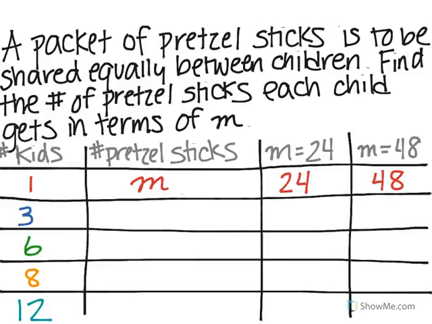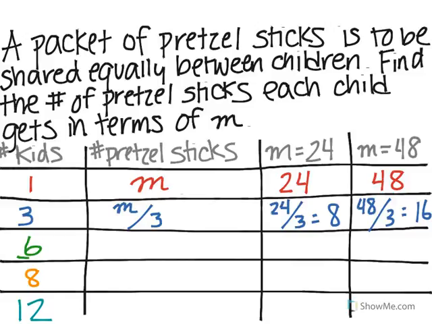If there are 3 kids and m number of pretzel sticks, we're going to do m divided by 3. And when we substitute, we'll put 24 in for m. 24 divided by 3, and that equals 8. So when there are 3 kids and 24 pretzel sticks, each kid gets 8 pretzel sticks. What about when there are 48 pretzel sticks divided by 3? 16. They each get 16 pretzel sticks.